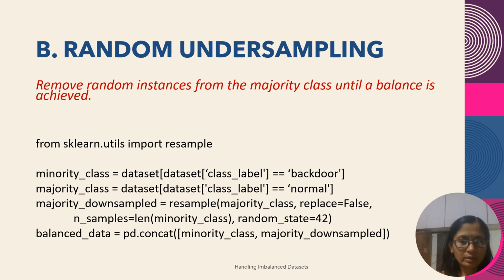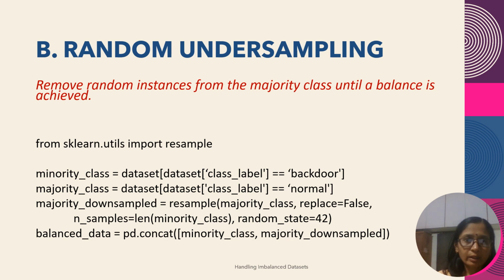How many samples do I want? I want the samples to be the same as the records with the backdoor class, and random state initialization, and once I run this I can concatenate them and I get the balanced data, where I will have records of backdoor and normal class the same in number. The records of normal class will be the same in number as that of backdoor class. That is the second way. So is it fine?